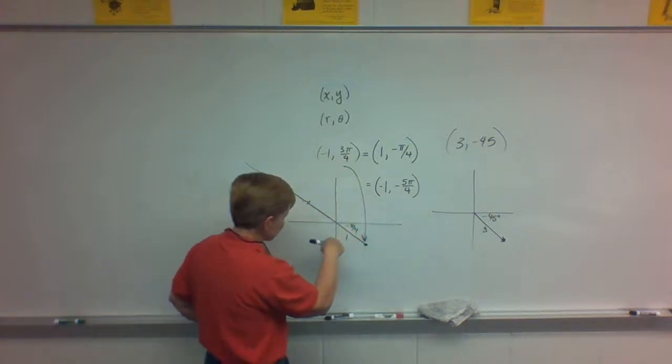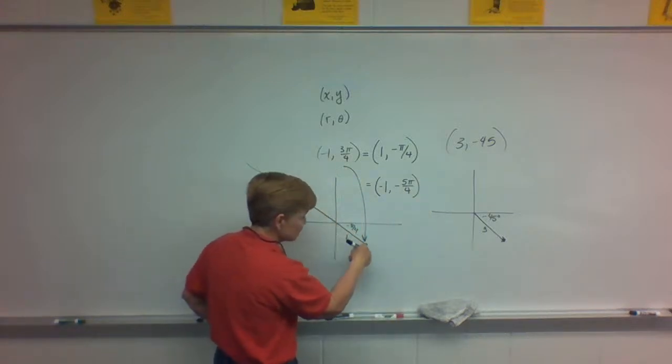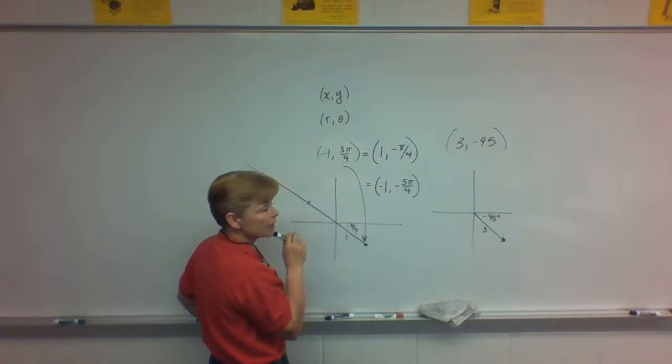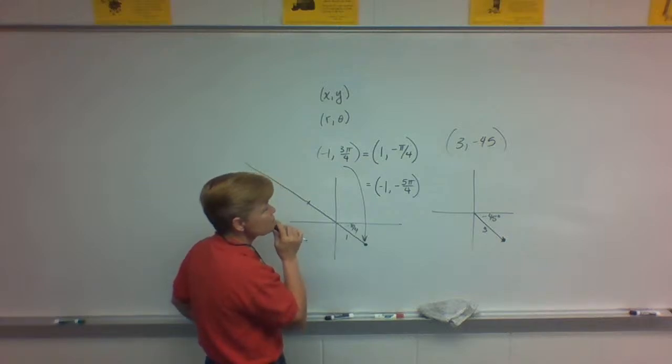You spin -5 pi fourths, you land here. You backtrack 1, you land there. They're all the same point. You okay with that? Can you name another one? Is there another one? -1, -10 pi-4. Well, yeah, now we're getting into where there's billions of them.